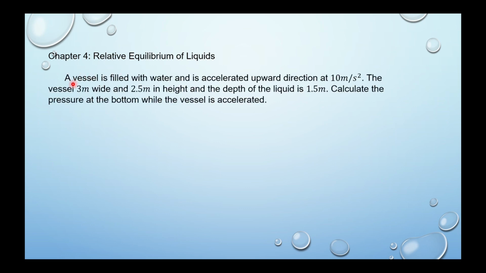I'm here to give an example in fluid mechanics from Chapter 4, Relative Equilibrium of Liquids. A vessel is filled with water and is accelerated in an upward direction at 10 meters per second squared. The vessel is 3 meters wide and 2.5 meters in height, and the depth of the liquid is 1.5 meters. Calculate the pressure at the bottom while the vessel is accelerated.